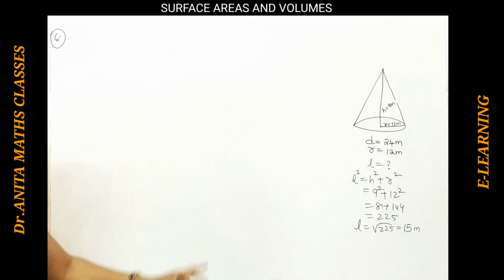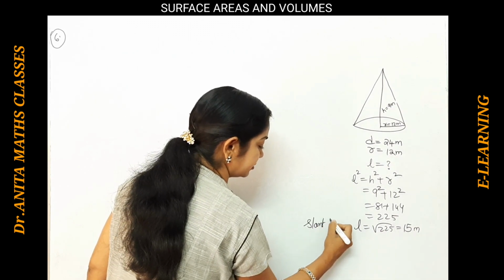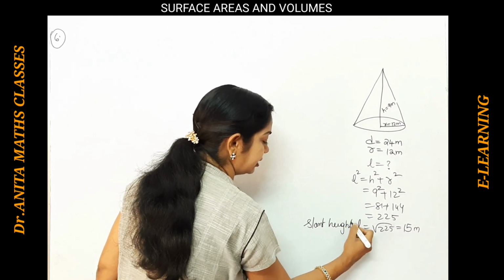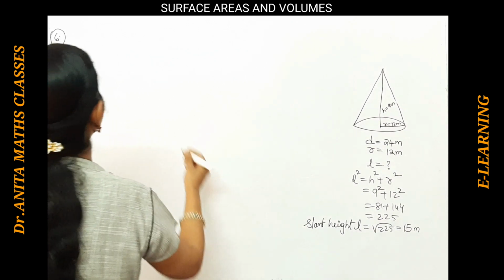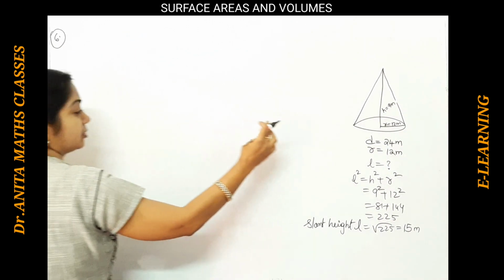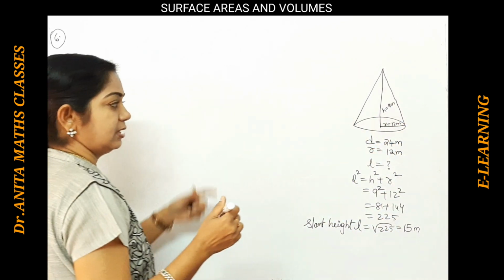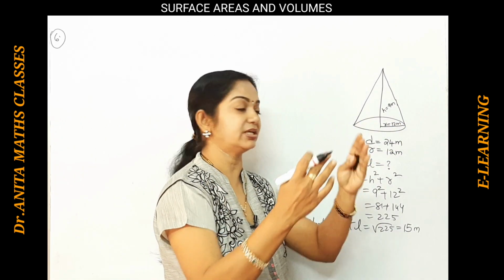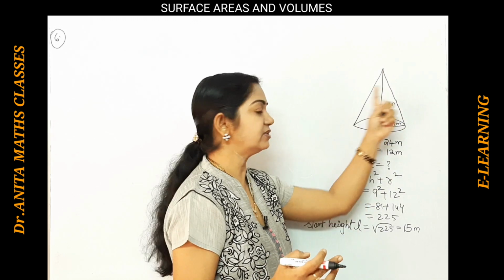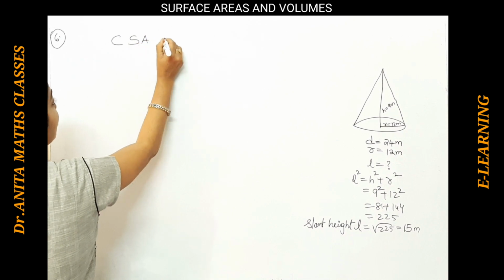Now what do we have to find? We found out the slant height. Slant height L is 15 meters. And we have to find the cost of the canvas cloth required if it costs 14 rupees per square meter. For the canvas cloth we have to consider only the CSA, because the cloth is not used at the bottom. The cloth required for the tent means only the curved surface area, not the total surface area.